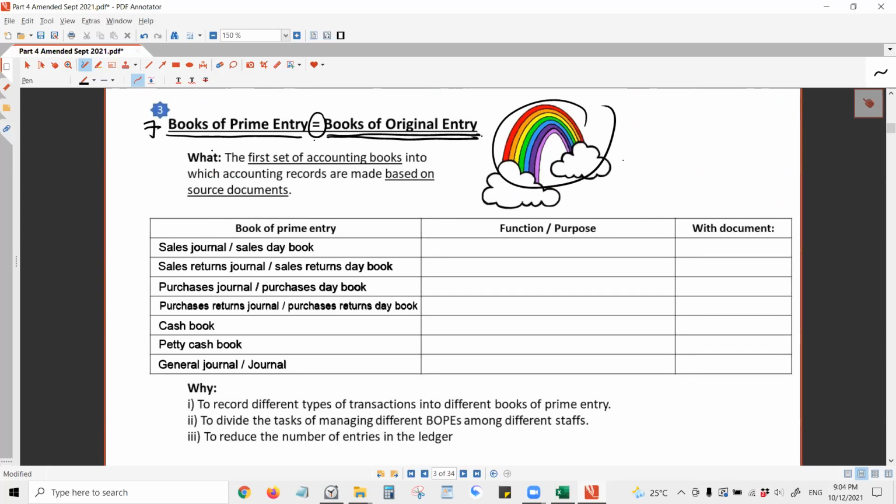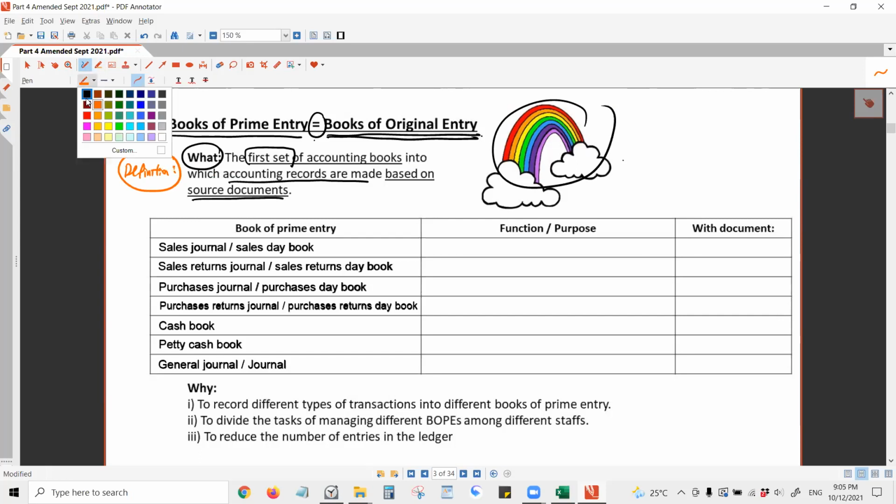So I told you, a book of prime entry is the starting point of recording in accounting, the starting point of doing accounting. So you can see it is the first set of accounting books, into which accounting records are made based on source documents. Basically, it's telling you that when you have documents, you record into books of prime entry. Simple, okay? So if you are asked for the definition, this is what you have to write.